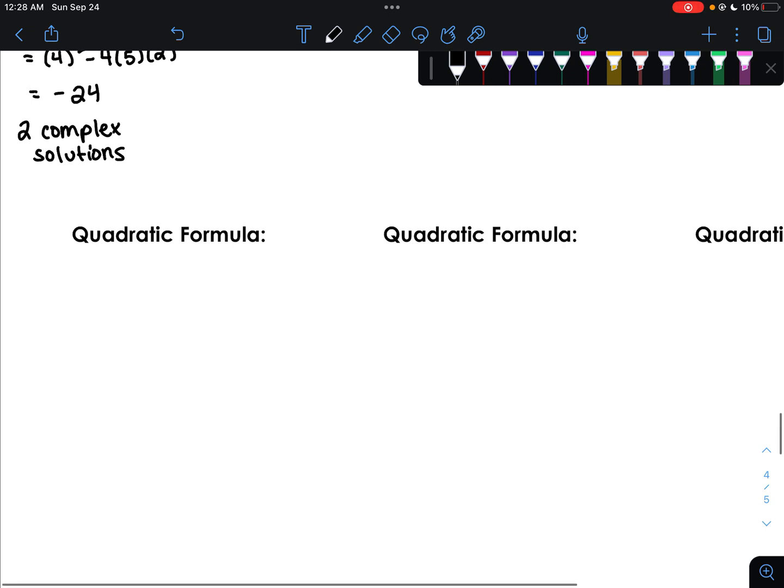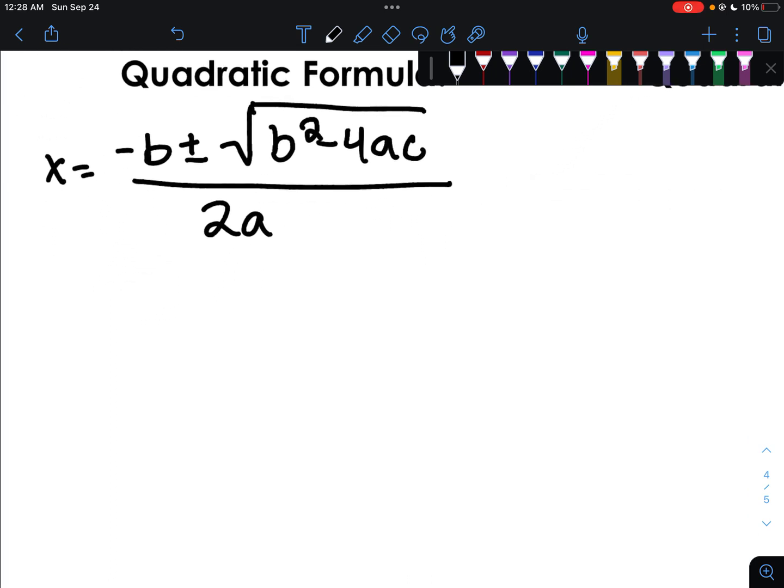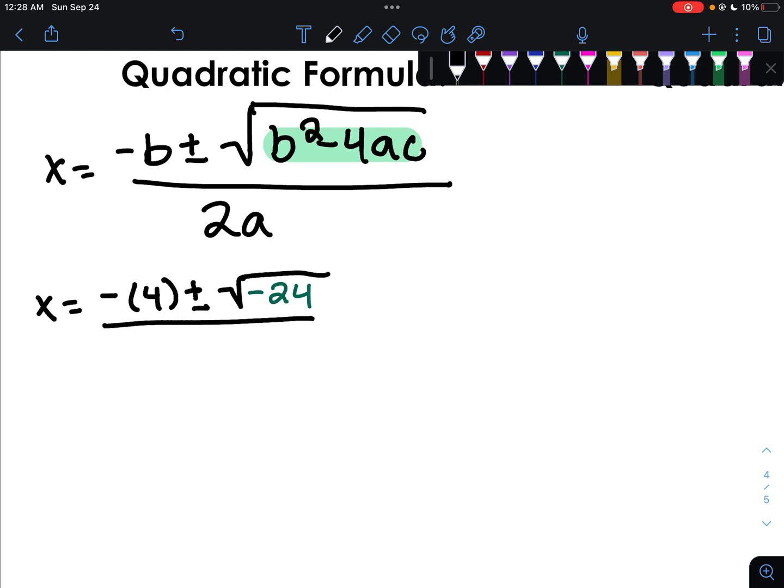Then it takes us to the quadratic formula, which is negative b plus or minus the square root of b squared minus 4ac all over 2a. So we're going to plug in our numbers. We have minus 4, the negative's built in, plus or minus the square root. We already found this value right here. That was the discriminant value that we found above, and that was a negative 24. And then it's going to be all over 2 times a, which was 5.